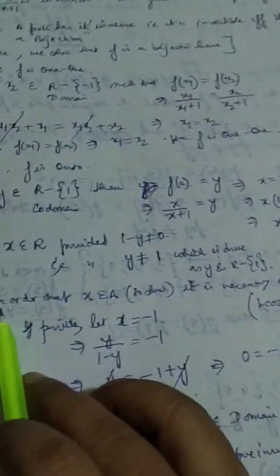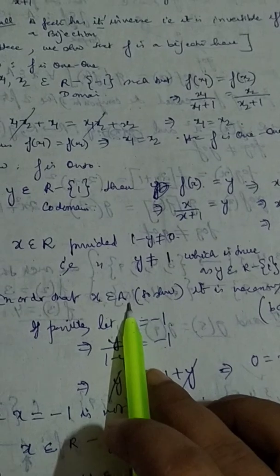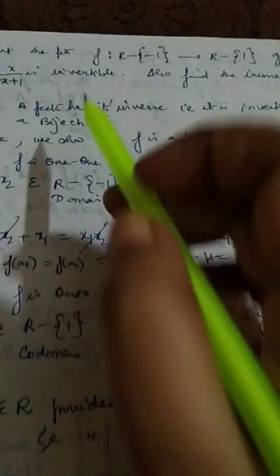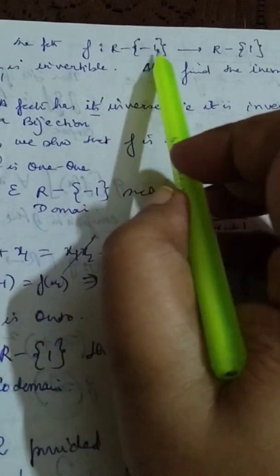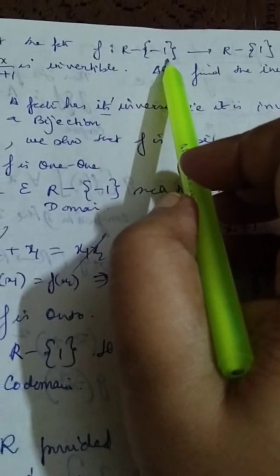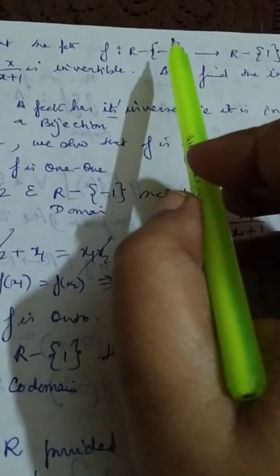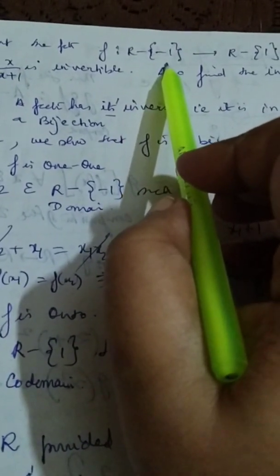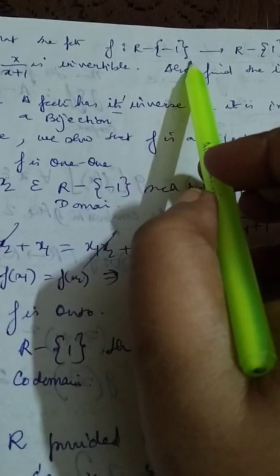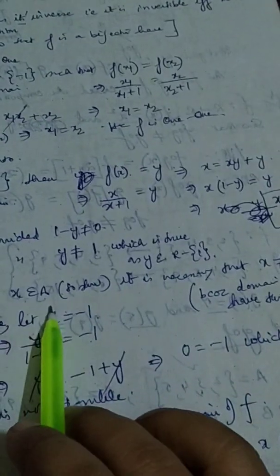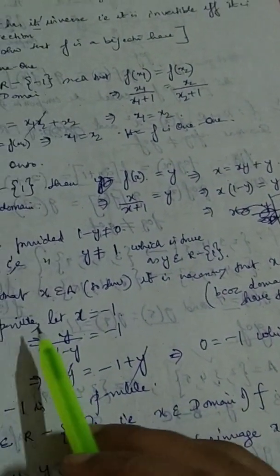Now we will check in order that x belongs to A. Now x has to belong to A, isn't it? The domain. When will it belong to A? The domain set is the set of real numbers which does not contain minus 1. So we have to make sure that x does not take up the value minus 1, because if x takes up the value of minus 1, then it cannot belong to this domain, because this domain does not contain minus 1. So we are checking that, as we did in the last sum also, by contradiction now.